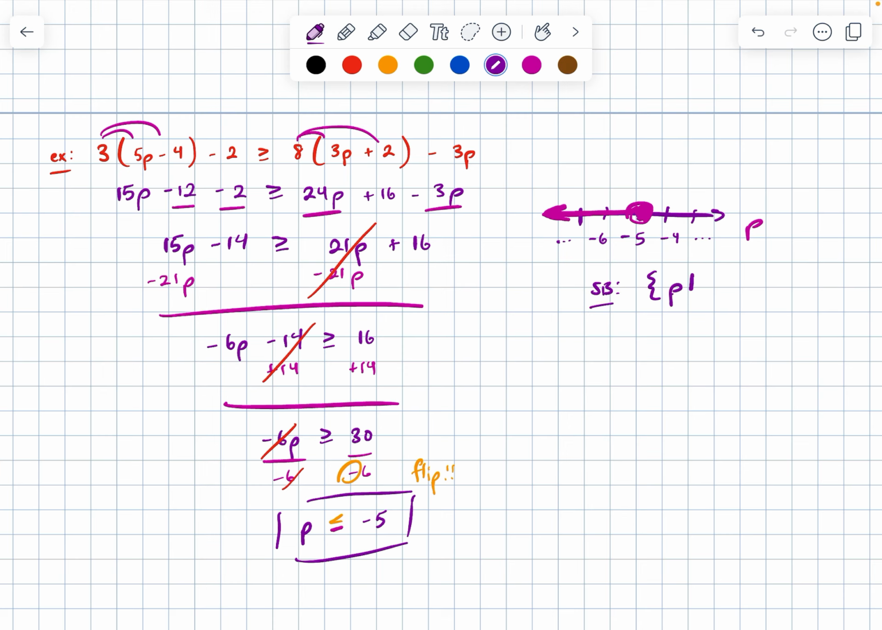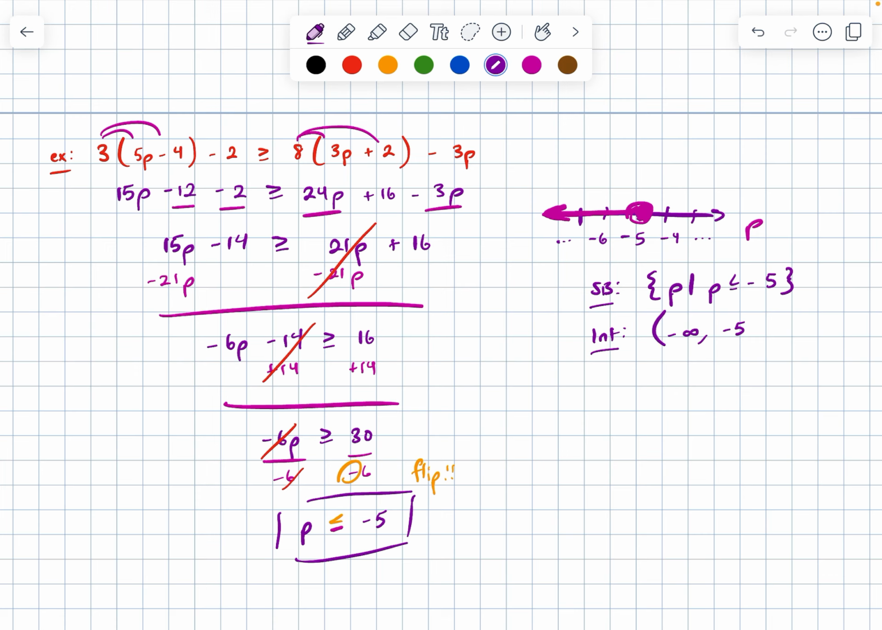For my set builder notation, I want all values of p such that what criteria needs to be met? Well, p just needs to be less than or equal to negative 5. And then for my interval notation, reading from left to right, all the way on the left, I keep going off to the left, so I'm at negative infinity. And all the way on the right, I end my number line at negative 5. That's where I stopped shading in.